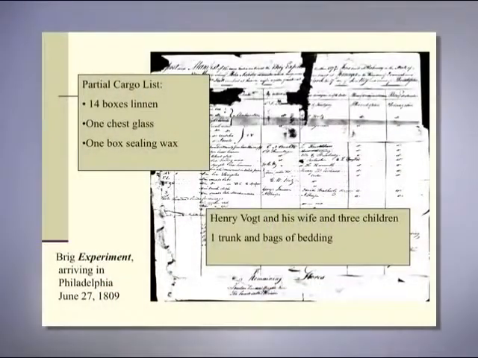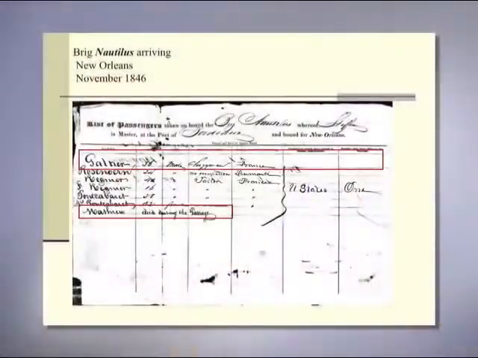But this is actually mostly a cargo list. So up here this is all cargo, and the passengers are down at the bottom. So you'll see there are 14 boxes of linen, 1 chest of glass, 1 box of sealing wax. And for passengers, we have an example of Henry Vogt and his wife and 3 children. Now, the rest of the family's names are not listed. So all we know is Henry Vogt had a wife, and he had 3 children that came with him. We don't know their names. But we do know that they were carrying 1 trunk and some number of bags of bedding. The number isn't there.